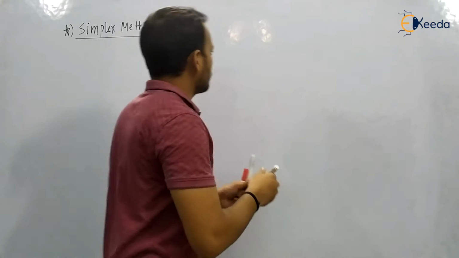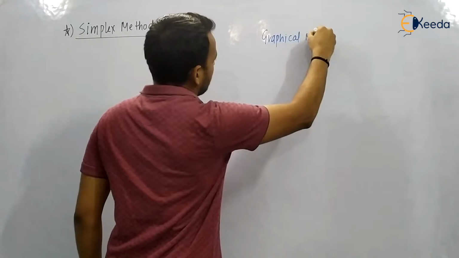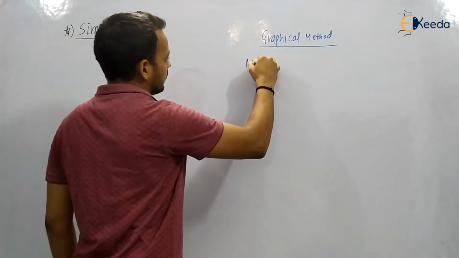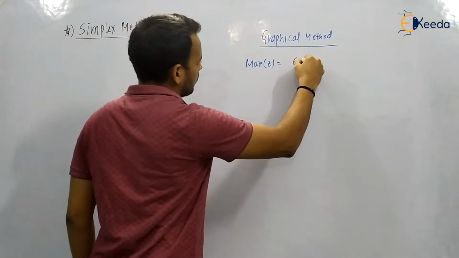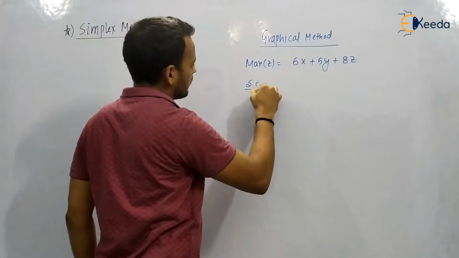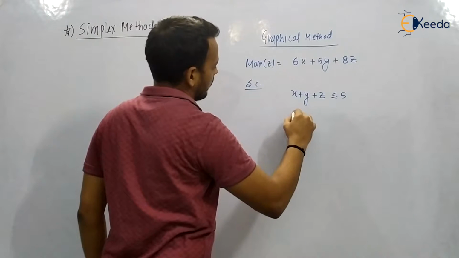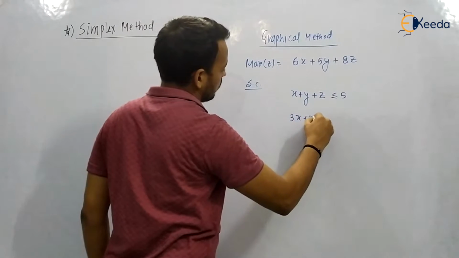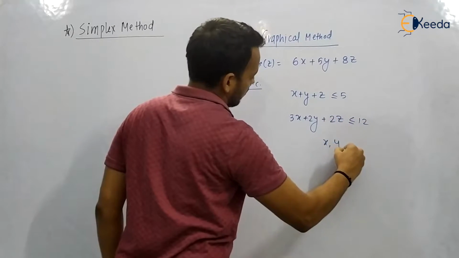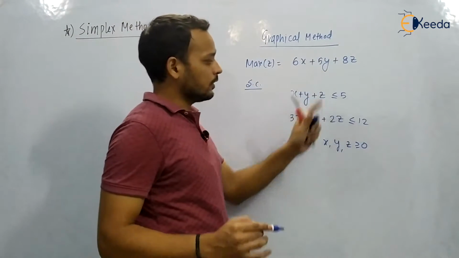Suppose in the case of the graphical method, when we are using the graphical method, the objective function is like this: 6x plus 5y plus 8z, and the constraints are like this: x plus y plus z is less than or equal to 5, 3x plus 2y plus 2z is less than or equal to 12, and x, y, z are greater than or equal to 0. You have to solve the question with the help of the graphical method.